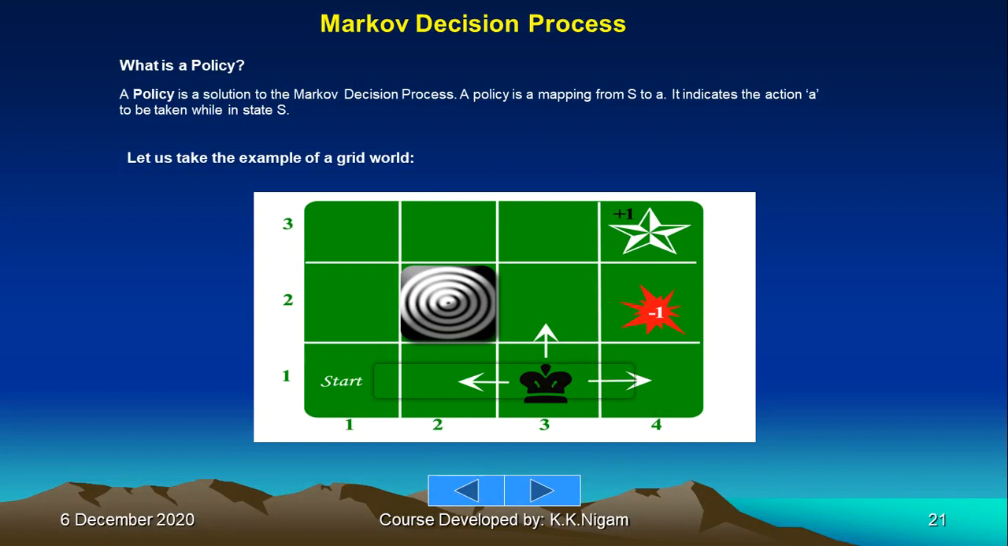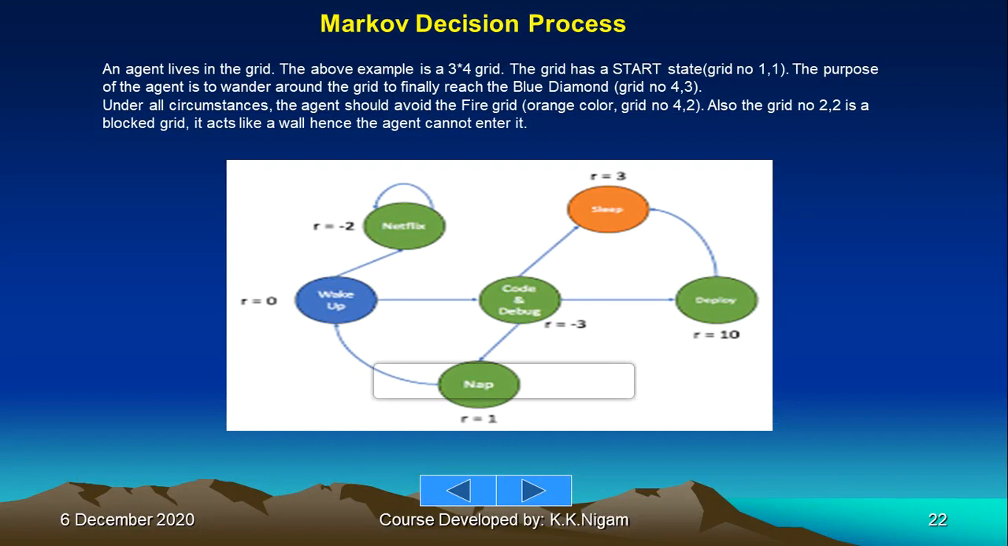A policy is a solution to the Markov decision process. A policy is a mapping from S to A. It indicates the action A to be taken while in a state S. Let's take the example of a grid world. Now the agent lives in a grid. The above example is a 3x4 grid.